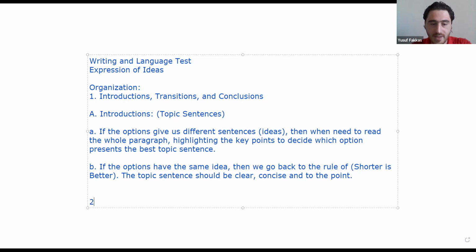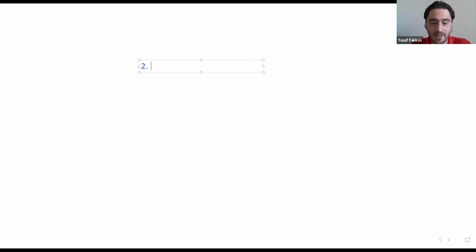Now, the second part, let me actually just start a new page. Okay, so now the second area here is transitions. Now sometimes it's an underlined phrase, it's an underlined sentence, and so on. So it's just a matter of connecting what's before and what's after. Okay, so let me tell you something.